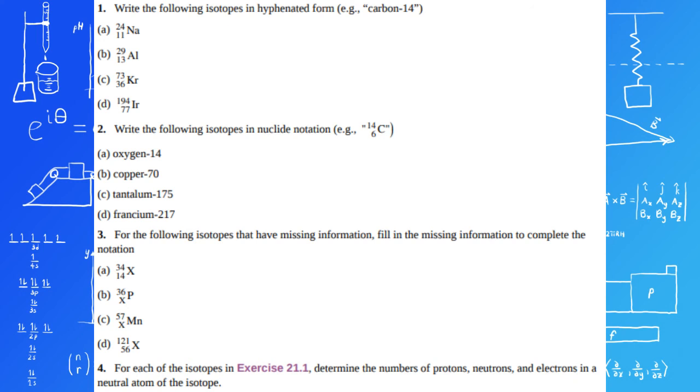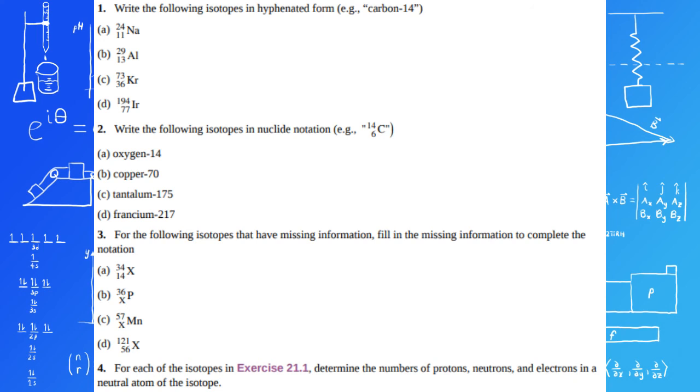So yeah, that first one is sodium-24, aluminum-29, and so on and so forth. Number 2 is basically the reverse of number 1, so you know how to do that. Number 3, for the following isotopes that have missing information, fill in the missing information to complete the notation. Okay, so X represents the missing information, so yeah, you know what to do here. If you know the atomic number, then you can look up the element symbol on the periodic table and vice versa. So yeah, that's easy enough. I'm not going to go through that.